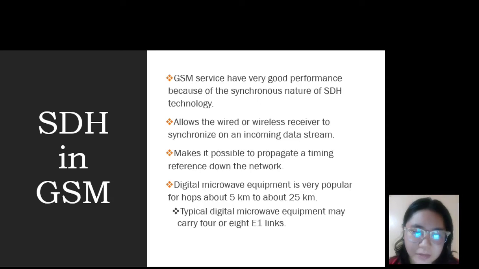For wireless transmission, digital microwave equipment is very popular for hops of about 5 kilometers to 25 kilometers. Typical digital microwave equipment may carry 4 or 8 E1 links, a European standard 32-channel carrier. One E1 carries 2048 kilobits per second, so an E1 link carries 32 by 64.